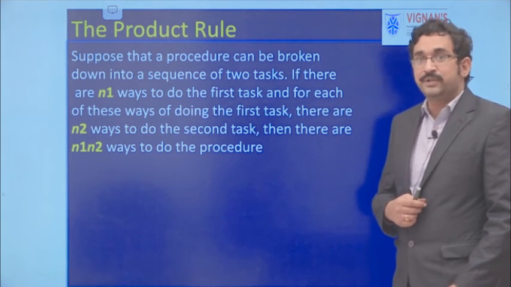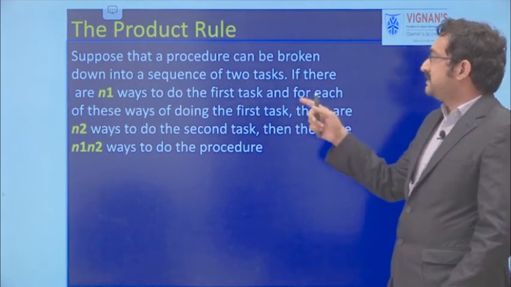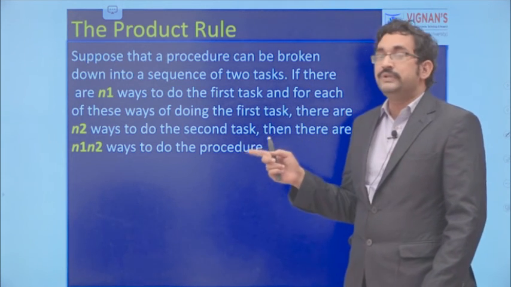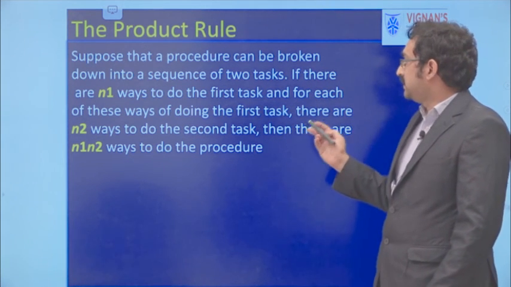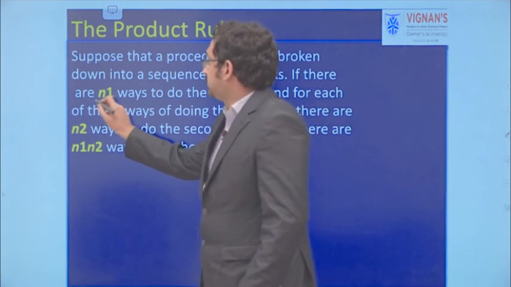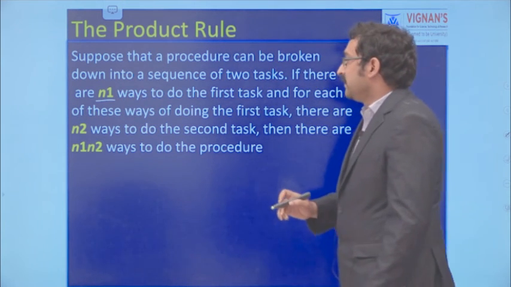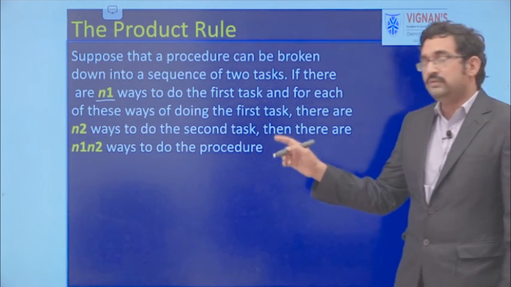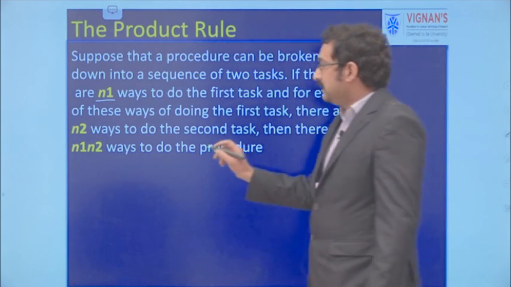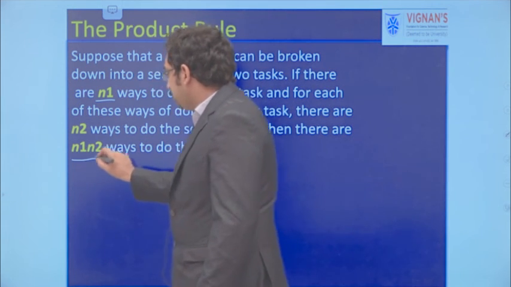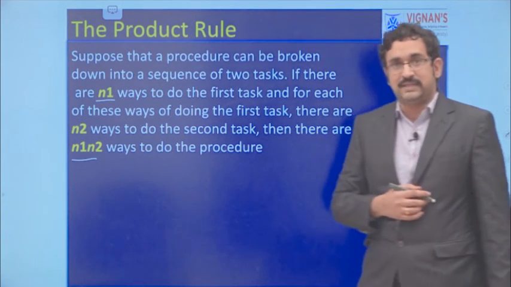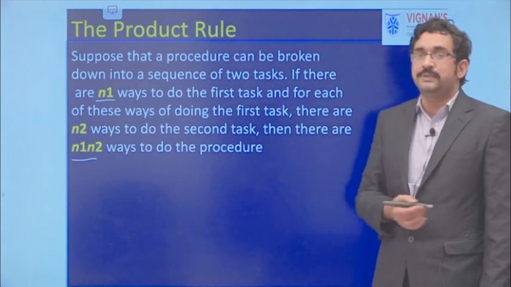So what is a product rule? Suppose that a procedure can be broken into a sequence of two tasks. If there are n1 ways to do the first task and n2 ways to do the second task, then there will be n1 into n2 ways to do the procedure. So this rule is called the product rule.